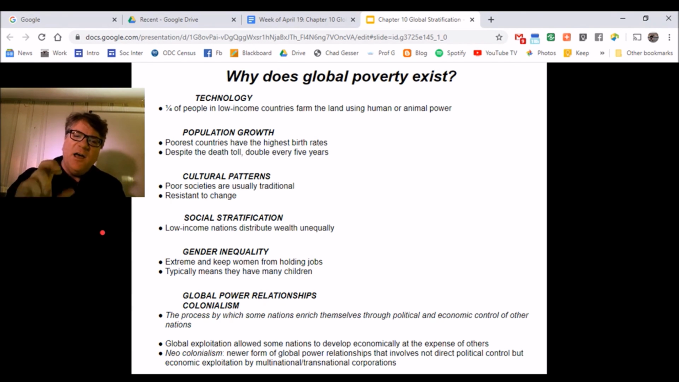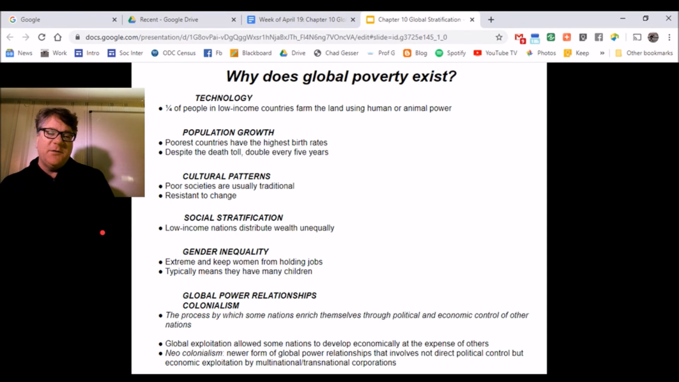But the last item on here that I want to talk about a little bit more, the other items that you see up there, the technology down through gender inequality, we're going to talk about that a little bit more next chapter, okay? But to finish this chapter off, we're going to focus on global power relationships, right? The process by which some nations enrich themselves through political and economic control of other nations. Global exploitation allows some nations to develop economically at the expense of others.